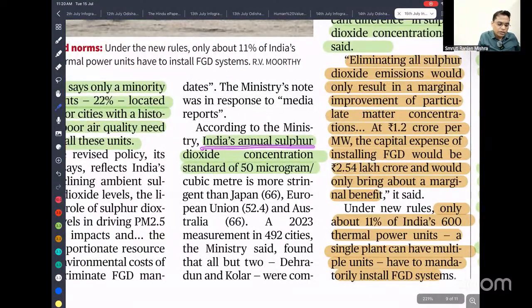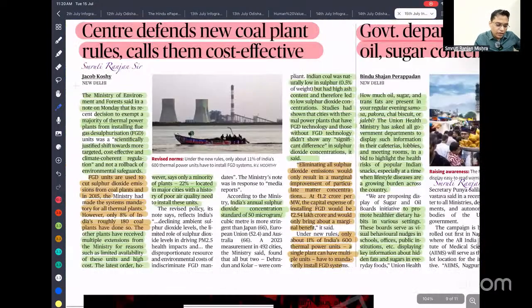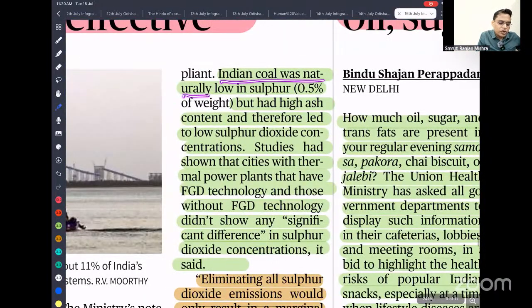India's annual sulfur dioxide concentration standard, if you look at the WHO standards and the Indian standard, is 50 microgram. Indian coal is naturally low in sulfur, but high in ash content, which led to low sulfur dioxide concentration. Studies have shown that cities with thermal power plants having flue gas desulfurization technology, and those without it, could not show any significant difference in sulfur dioxide concentration.